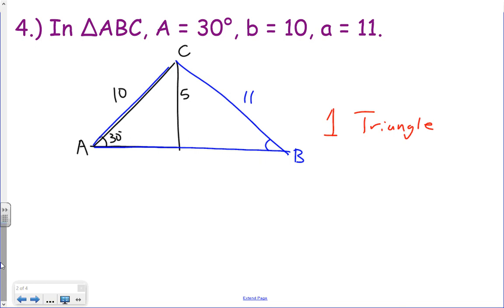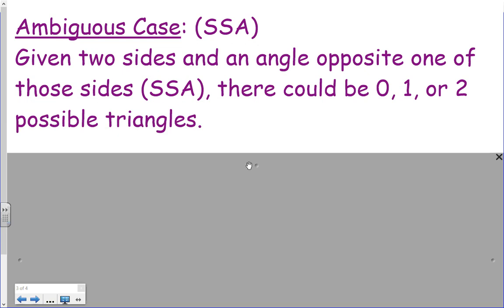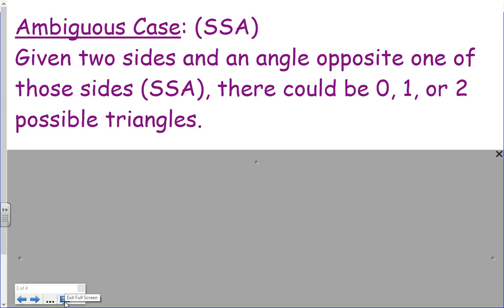All right, so how do we handle this? Well, if we're given this ambiguous case, side-side angle, then the problem that we're seeing is that you run into these 3 scenarios here. Given 2 sides and an angle opposite one of those sides, so side-side angle, there could be either 0, 1, or 2 possible triangles. That's exactly what the previous examples have illustrated for us. And that actually wraps up all the possibilities that we have here. You have either 0, 1, or 2 possibilities.